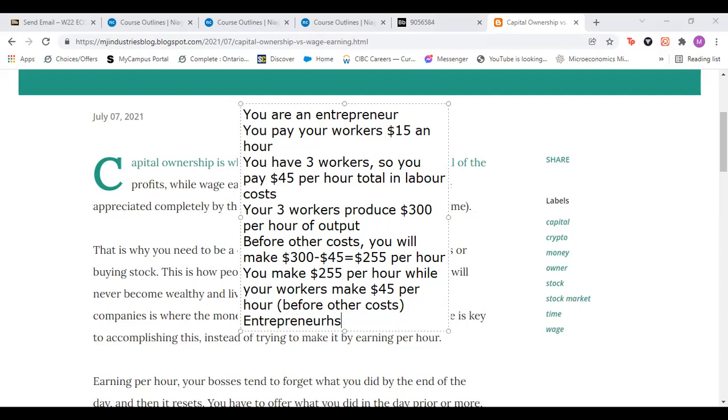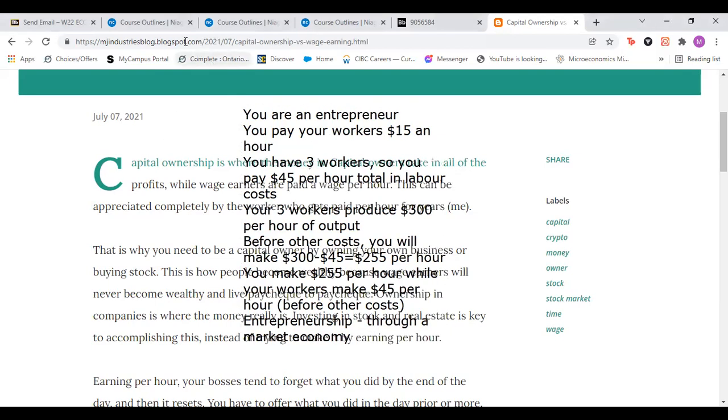This is through entrepreneurship, and this is only possible through a market economy, because in a command economy, the government owns every business, so you can't be an entrepreneur. In a market or laissez-faire economy like in Canada, you can do this through entrepreneurship, but in a command economy, this is not possible because governments own every company. So that's a good breakdown of it.